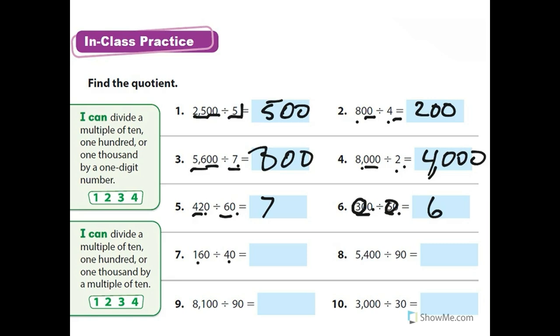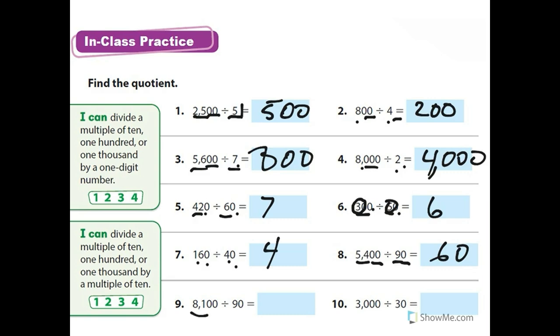All right, so 16 divided by 4 is 4. 1 zero minus 1 zero is no zeros. 54 divided by 9 is 6. 2 zeros minus 1 zero, 1 zero. All right, go ahead and do 9 and 10, and then we'll go over it.